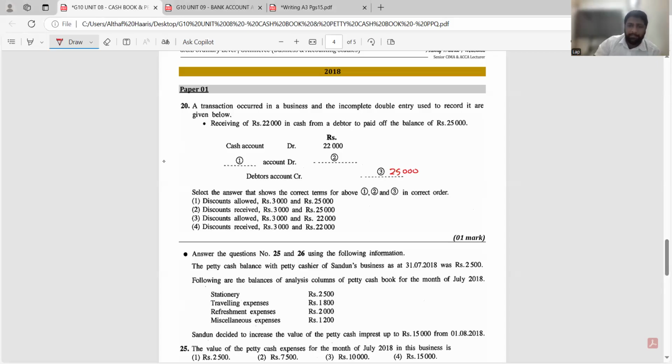Then what is that 3,000? That 3,000 is the discount that we have given to that debtor. That 3,000 is the discount that we gave to the debtor. So discount given, we'll call it discount allowed. Discount allowed. So let's see. Number one, discount allowed. Number two, 3,000. Number three, 25,000. It is there in the first option. Now let's move to the next two questions.